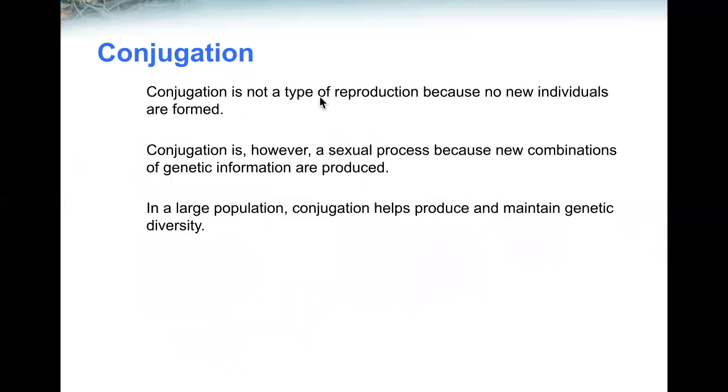Conjugation is not a type of reproduction because no new individuals are formed. Conjugation is, however, a sexual process because new combinations of genetic information are produced. In a large population, conjugation helps produce and maintain genetic diversity.